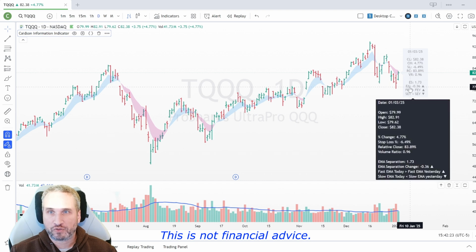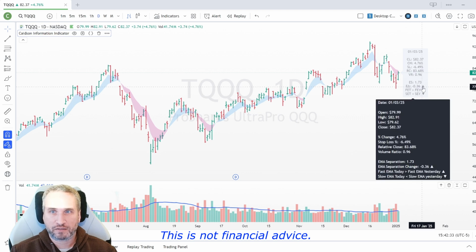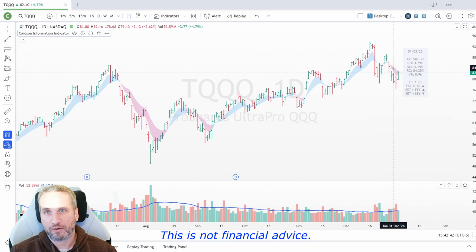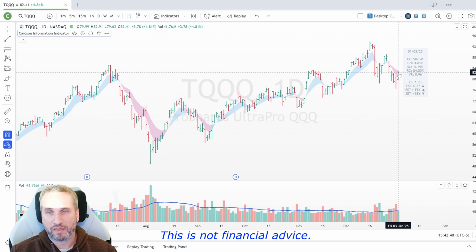This EMA with the triangle is EMA delta, so EMA separation change. This is saying, what is the EMA separation today compared to what it was yesterday? The up triangle means it's a good situation. If it's a down triangle, it means it's bad. So basically, when we're in a downtrend, if the EMA delta is getting smaller, then that is a good thing.